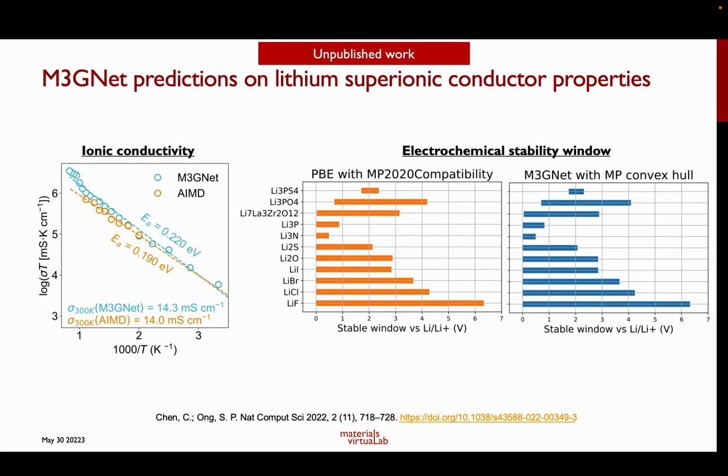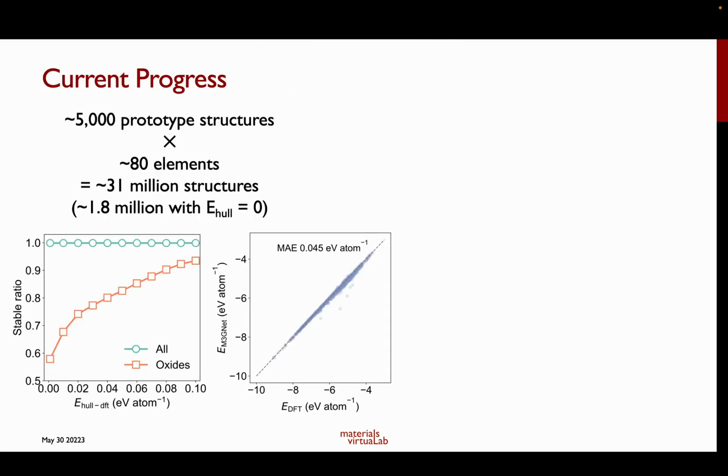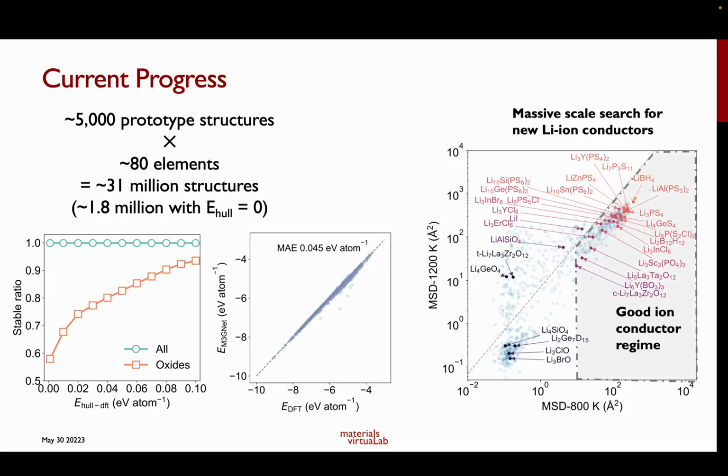So in other words, we can use it to screen for compounds with high electrochemical window or low electrochemical window, depending on what you are looking for, okay? All right. This slide basically shows you how we have been using it to search for good ionic conductors, okay? And these are simulations that are performed using M3GNet.